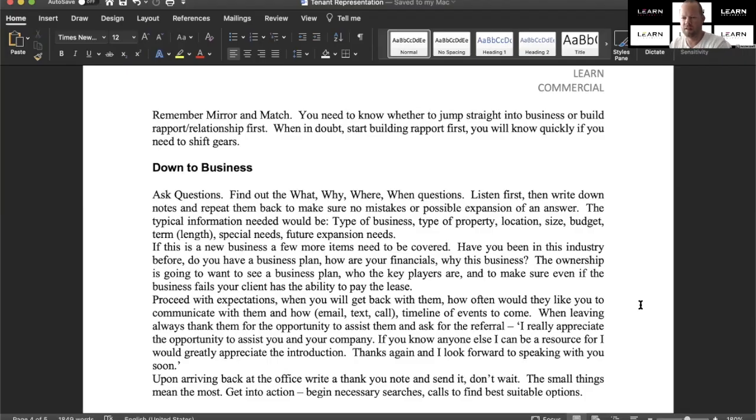When leaving, always thank them for the opportunity to assist them and ask for the referral. So anytime you're meeting with anybody about business, provided the conversation went well. If the conversation went poorly, or you don't think you built rapport, you don't think they saw value in you for some reason, use that as a learning tool. Go back, learn, adapt, right? And grow. If you think it went well, ask for the referral, always.